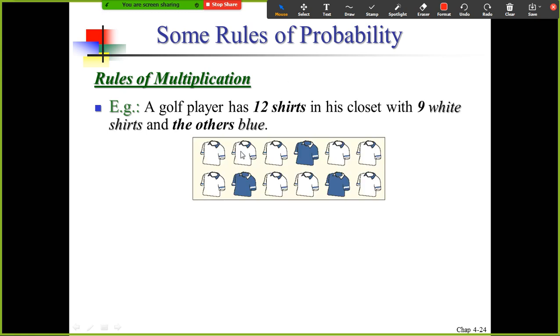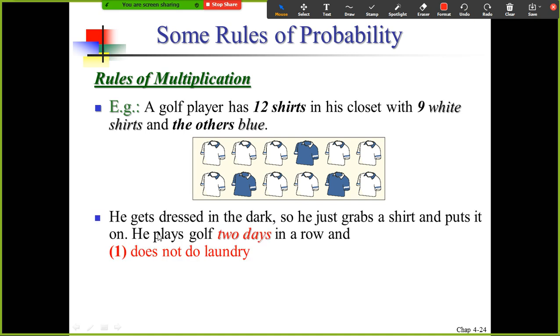Like this one, see? 9 shirts and 3 are blue. He gets dressed in the dark room, in the dark environment. Why do we say this? In the dark, that means he cannot see anything. He cannot see which one is white, which one is blue. He cannot recognize which shirt is blue, which shirt is white.